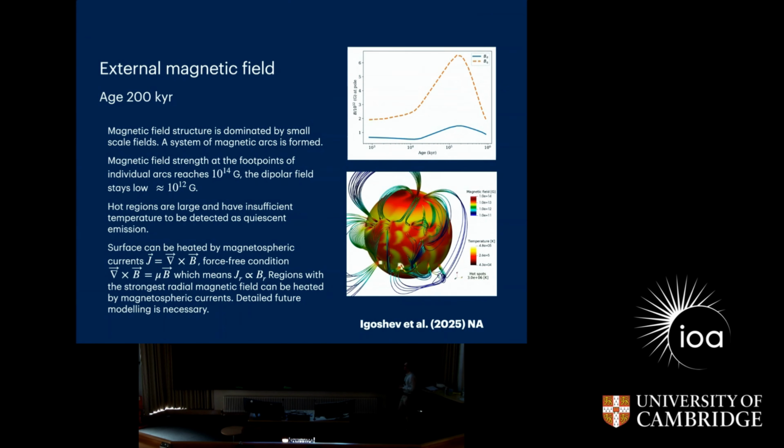If you think about currents in the magnetosphere, our very preliminary and rough treatment would say that the strongest currents would coincide with the strongest radial magnetic field. So the regions with the strongest radial magnetic field would be heated the most by current. So you would produce a few very small individual hotspots, which is more or less comparable to what is seen in observations of low B magnetars.